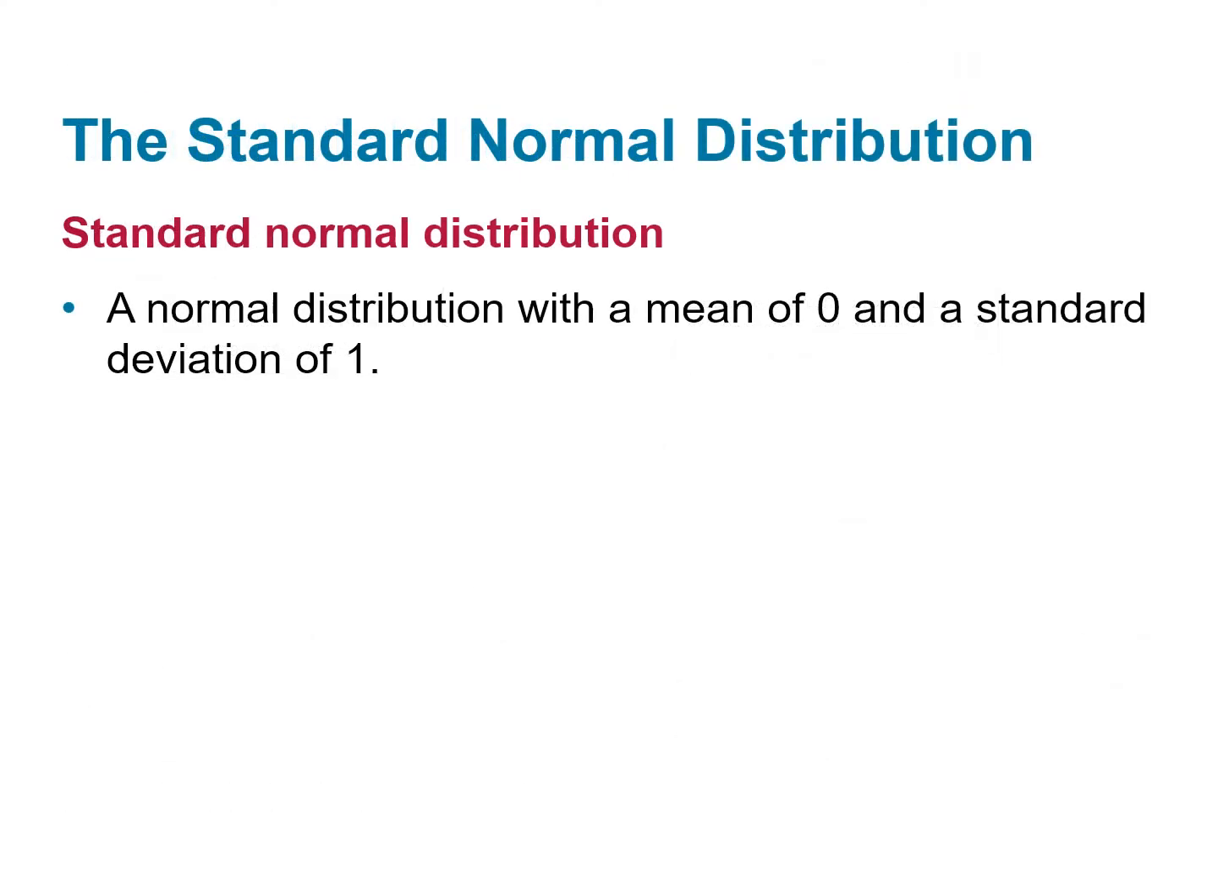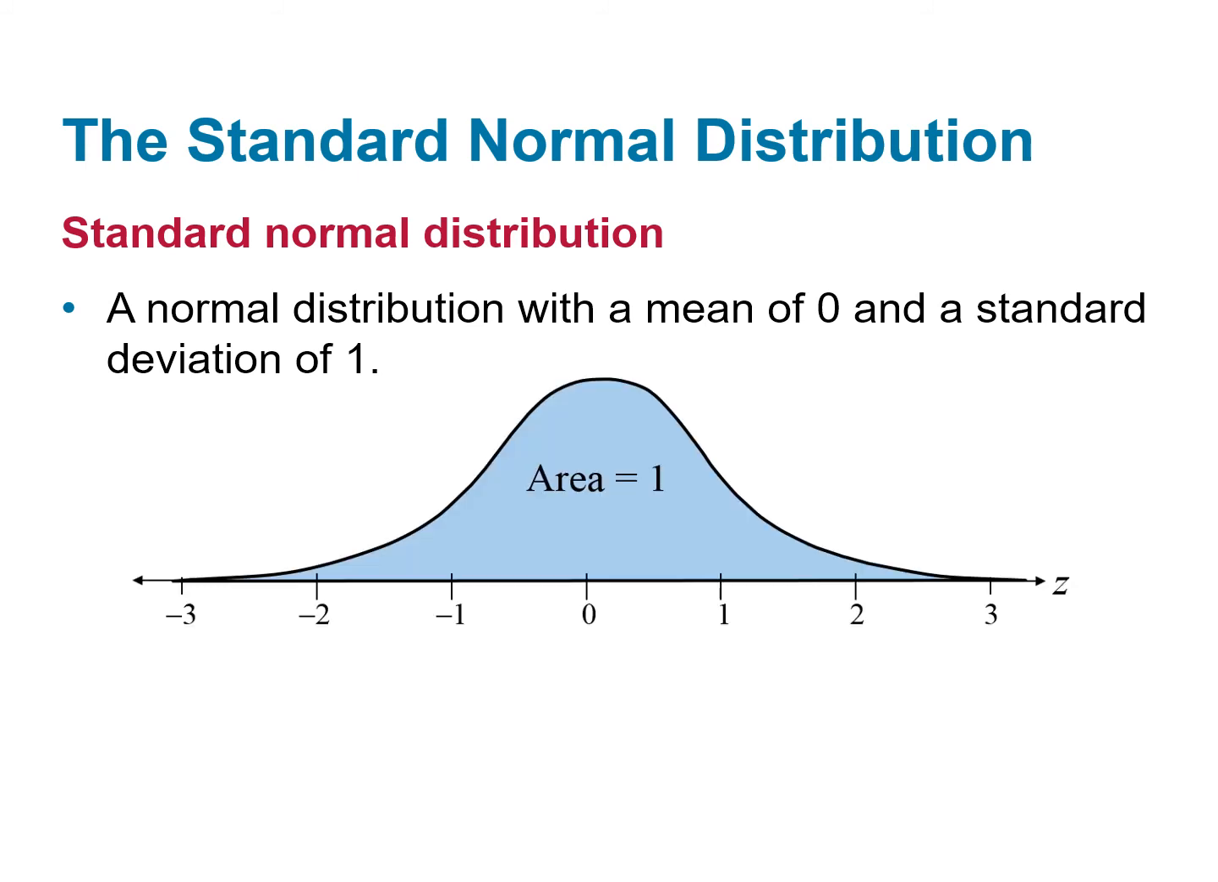All right. So now let's look at what we call the standard normal distribution. The standard normal distribution has a mean of 0 and a standard deviation of 1. Okay. It still has an area of 1 underneath the curve.